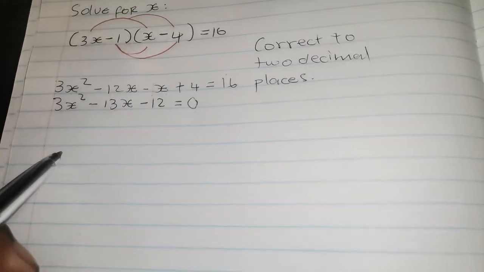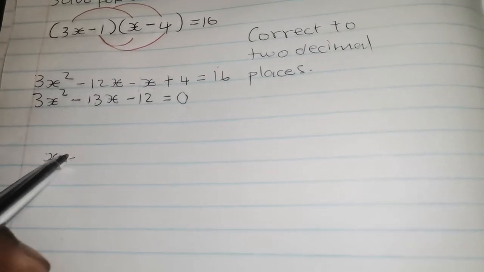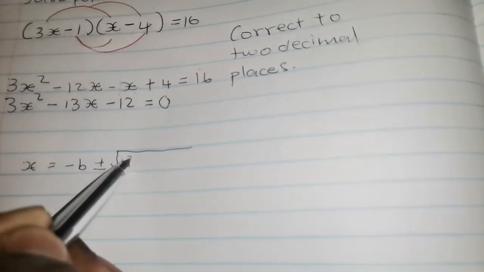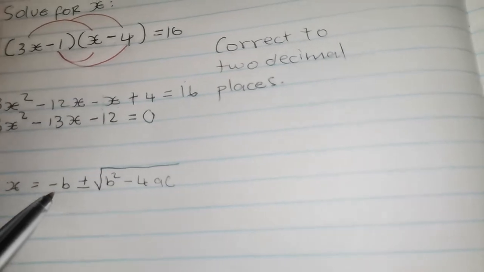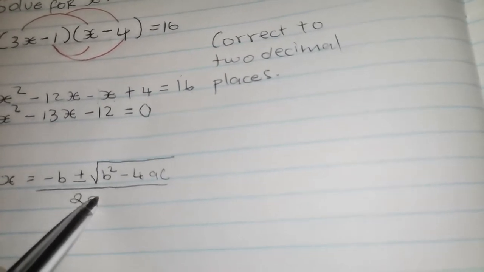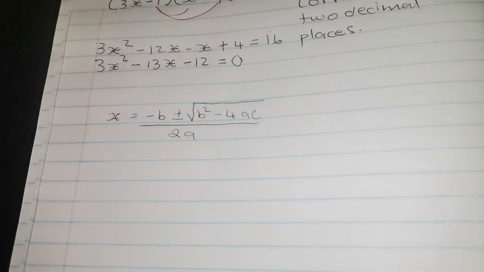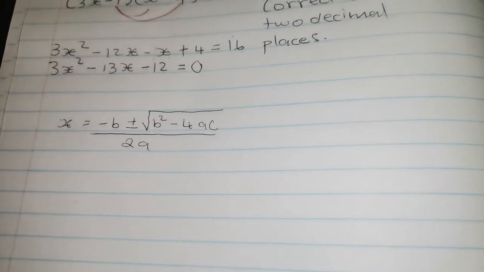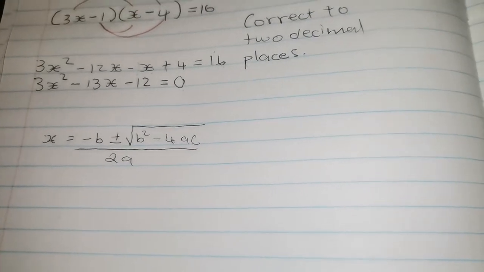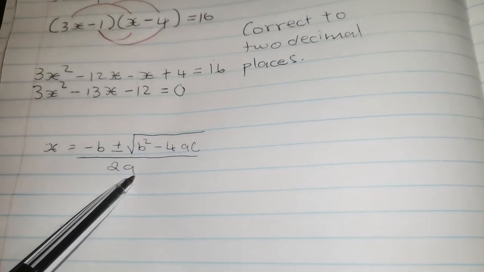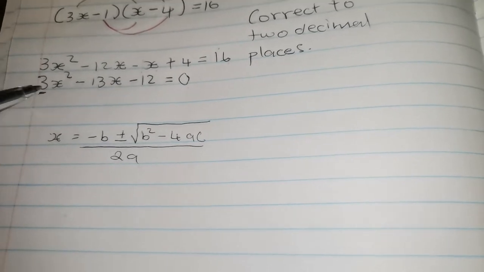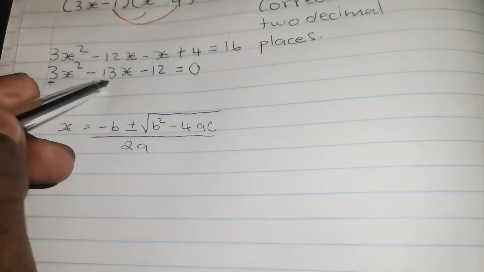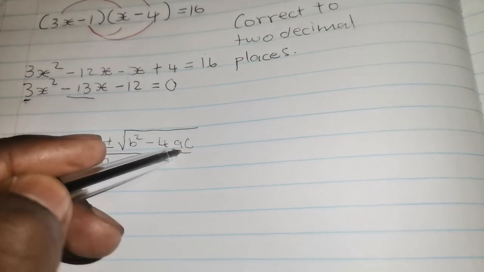So it's going to be x equals negative b plus or minus the square root of b squared minus 4ac, all over 2a. Guys, perhaps you are familiar with this quadratic formula. You know that whenever you see a, you're going to put this coefficient, positive 3. Whenever you see b, you're going to put negative 13. Whenever you see c, you're going to put negative.